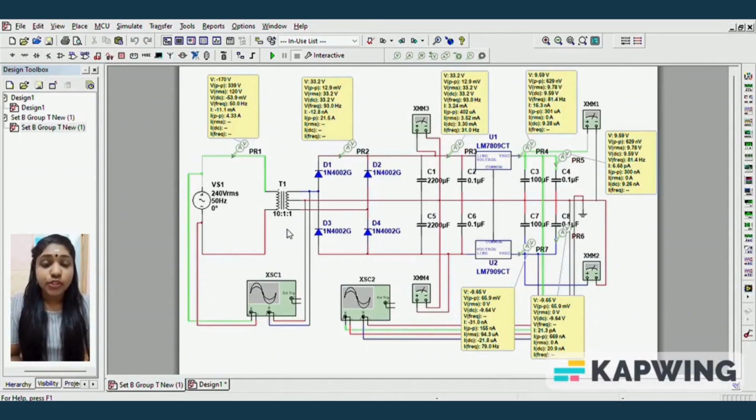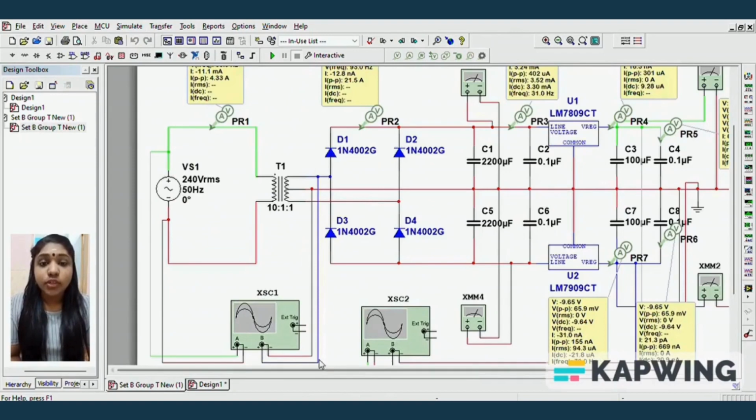The first oscilloscope is to measure the AC source voltage. It has two channels, channel A and channel B. The positive probe of channel A is connected to the positive side of the AC source and the negative probe is connected to the negative side of the AC source. The positive probe of channel B is connected to the transformer's positive side and the negative probe is connected to the negative side, which is the center of the transformer.